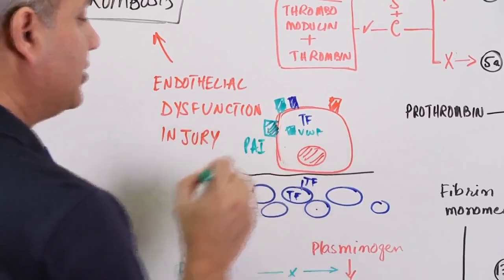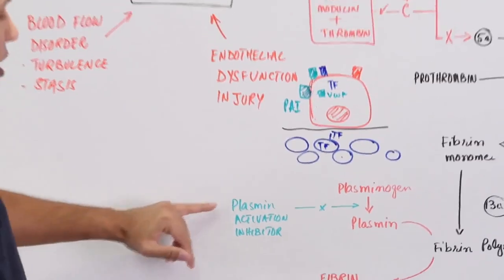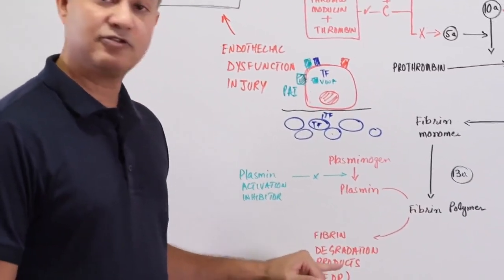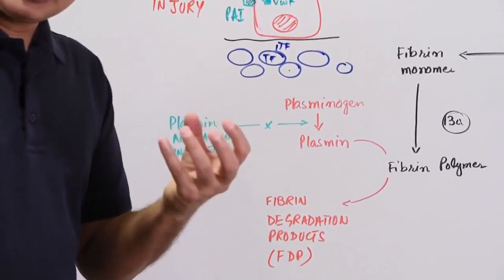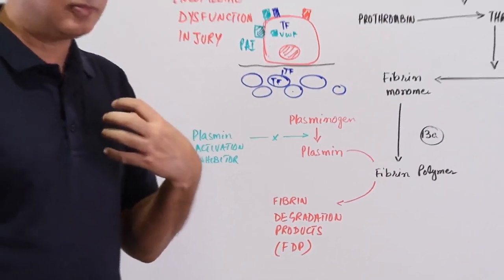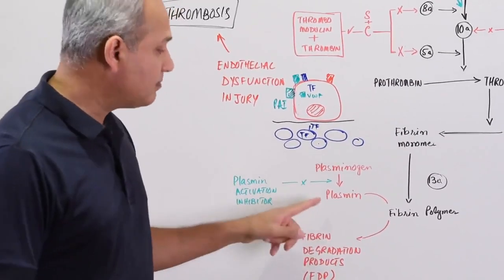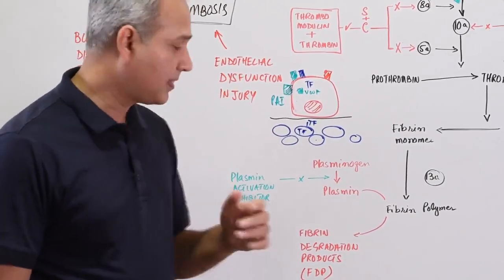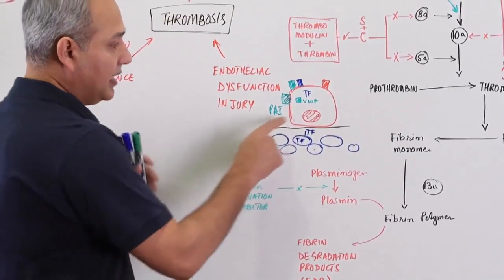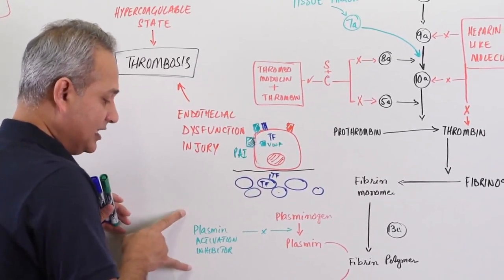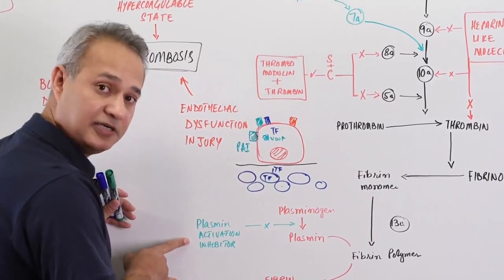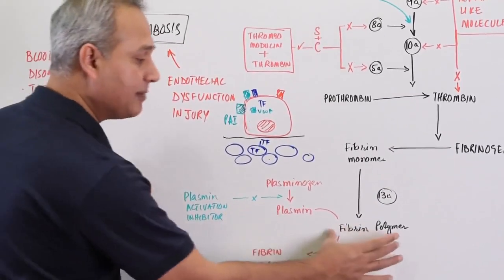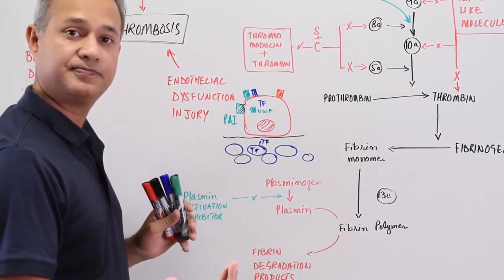Plasmin activation inhibitor. So what is the job? Look, what is the job of plasminogen? It becomes plasmin. Plasmin's job is to break down the fibrin polymers. So when coagulation is happening within the blood vessels and a thrombus is forming, it is plasmin's job to break that microscopic thrombus and not let that happen. However, if the endothelial cell is exhibiting plasmin activation inhibitor, which inhibits the formation of plasmin, then the fibrin polymers will not be broken down.